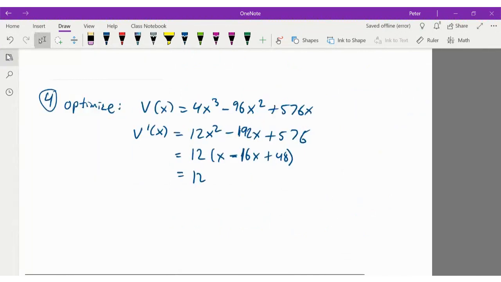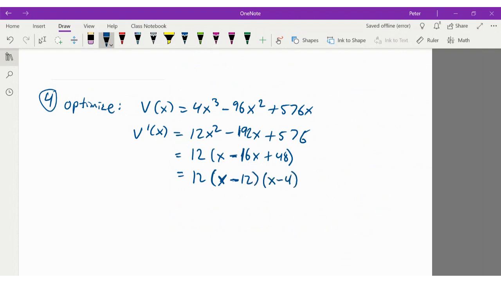Okay, so we're at this point now. We found this was the correct objective function, 4x cubed minus 96x squared plus 576. We find the derivative of that. Ultimately, the idea is that we want to factor it because we're going to try to set it to 0. So that comes out to 12 times (x minus 12)(x minus 4)... correct. Thank you. Okay.